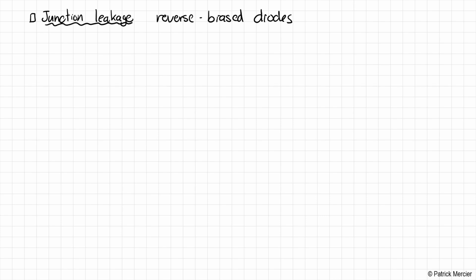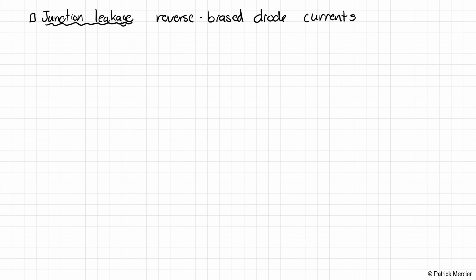So now I'd like to move on to a few of the remaining non-idealities. There's another one called junction leakage. Basically what this means is that we have reverse biased diodes that have current, or rather diode currents, that leak.